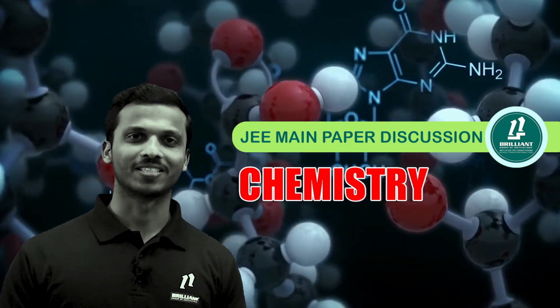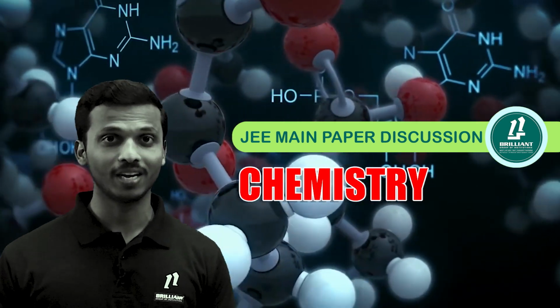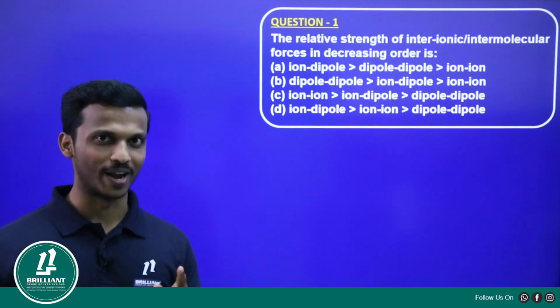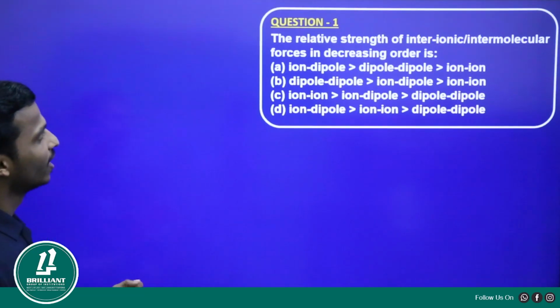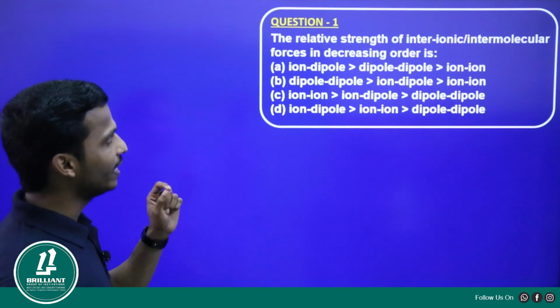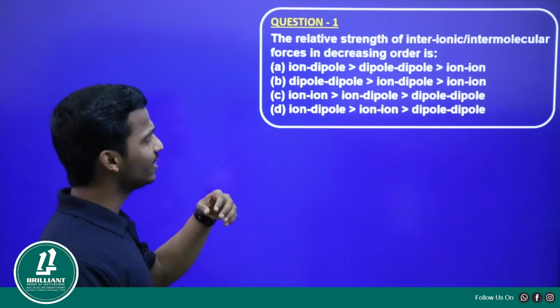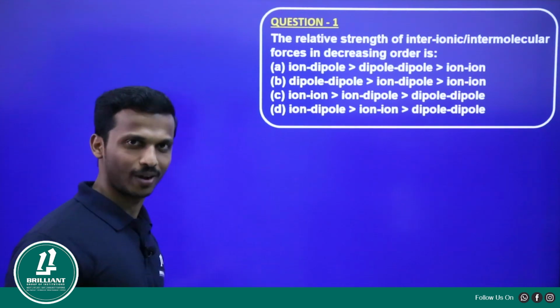Here we are going to discuss the last year JEE Main chemistry questions in detail. Let's start with question number 1. The relative strength of interionic or intermolecular forces in decreasing order is, right?